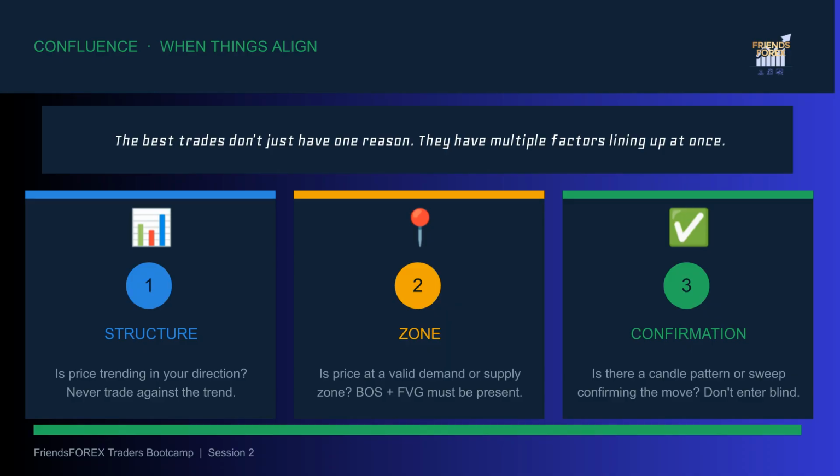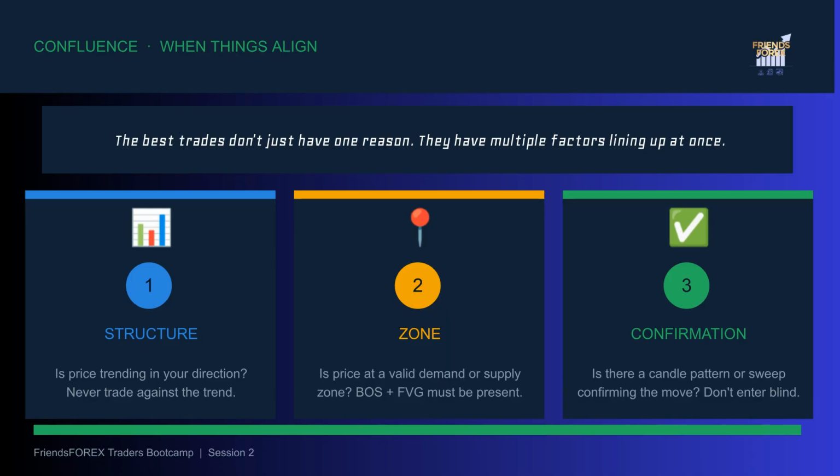Look for 3 main points. Structure is the price trending in your direction. Zone is price at a valid demand or supply zone. And confirmation is a candle pattern or sweep confirming the move.